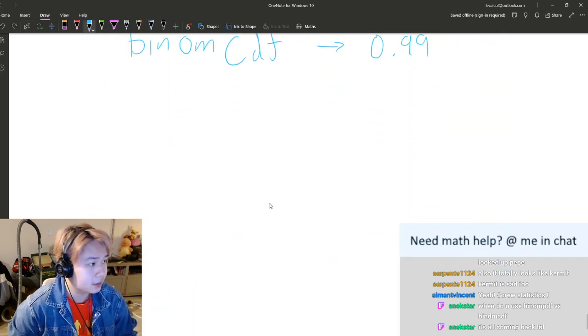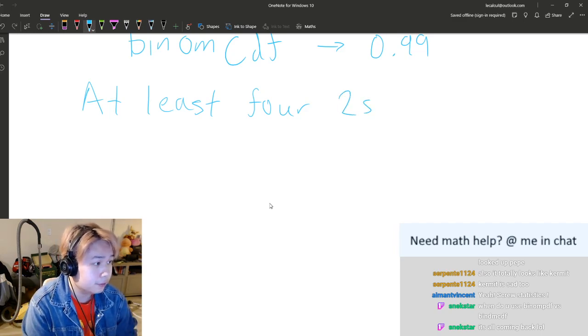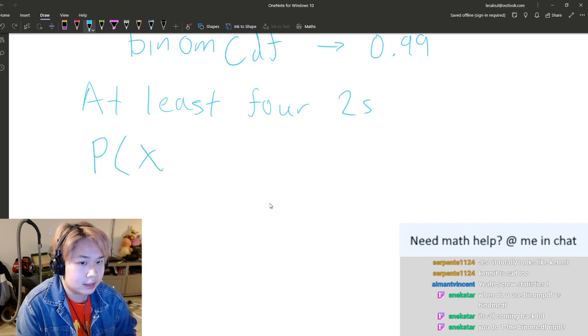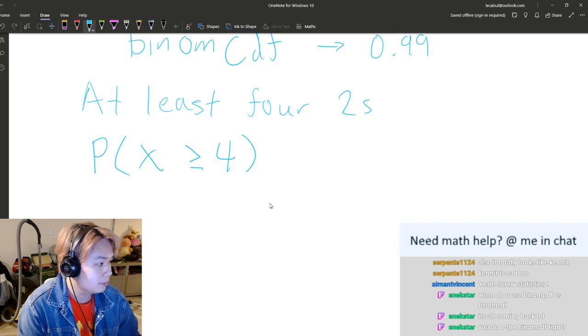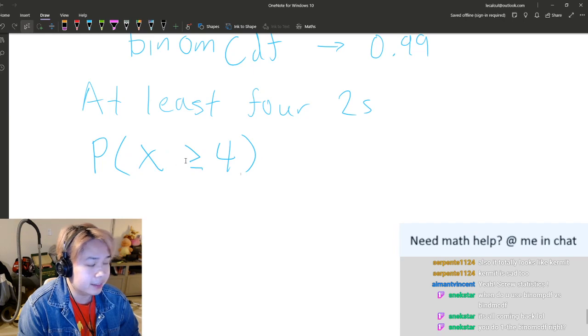And then you just have to be careful because there's also questions that might say at least. So at least, let's say 4 2s. So that means that you can have 4 2s, 5 2s, or 6 2s when you roll the dice 6 times. So if you were to write this in the notation, this means that the minimum value is 4. You do 1 minus the binomial CDF, yeah. So in this situation, we have an at least, and notice this is a lower boundary. This is the minimum amount.